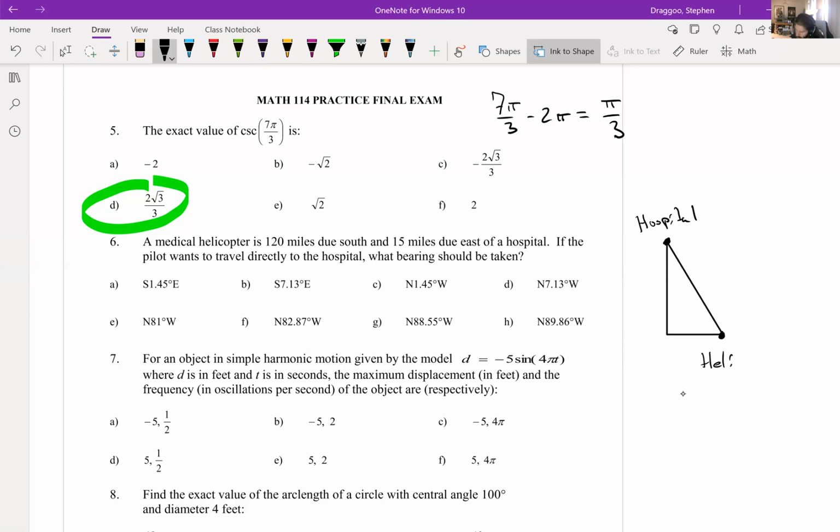So the bearing that we want is going to be that angle. So how do we want to go about getting that? We know this is 120 and that's 15.